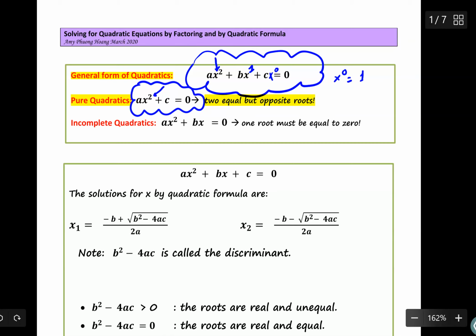The next form is called the incomplete quadratics. Incomplete quadratic, you are missing the last term c. You can solve for the incomplete quadratics by using factoring, and from factoring, you can find that one root must be equal to 0.